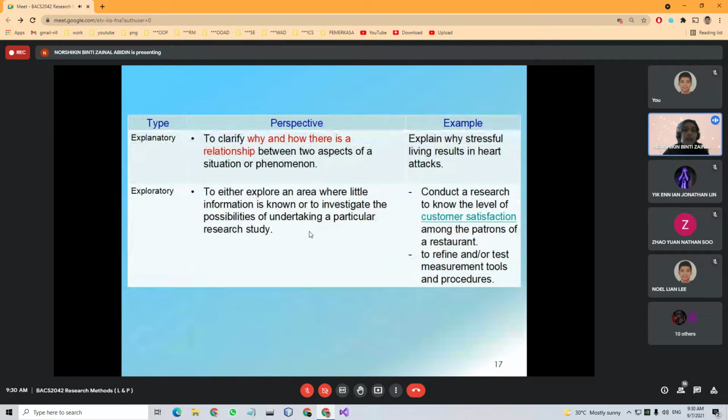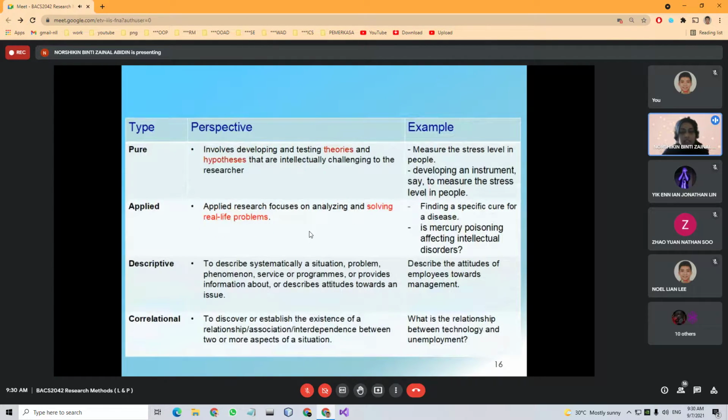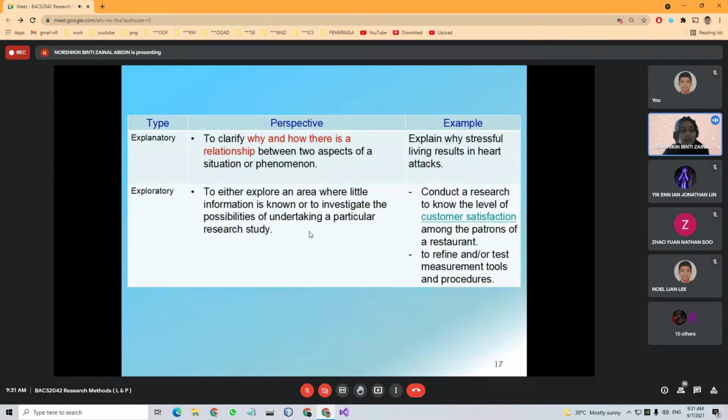Then we have explanatory. Explanatory is different from the descriptive just now. Descriptive research is for you to describe, but explanatory is more to explain. Explain something like why and how. Usually why and how in research. They want to explain why that phenomenon or why that problem occurs. So that's explanatory.